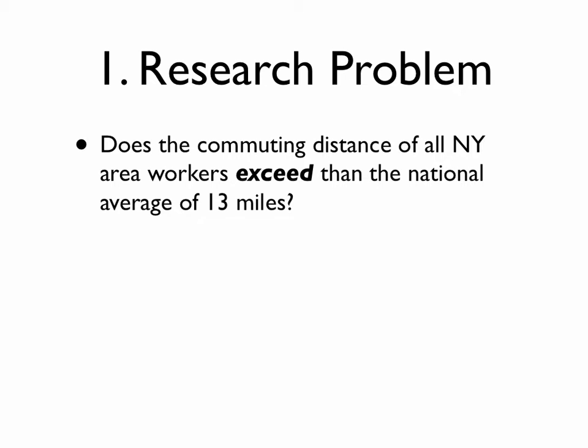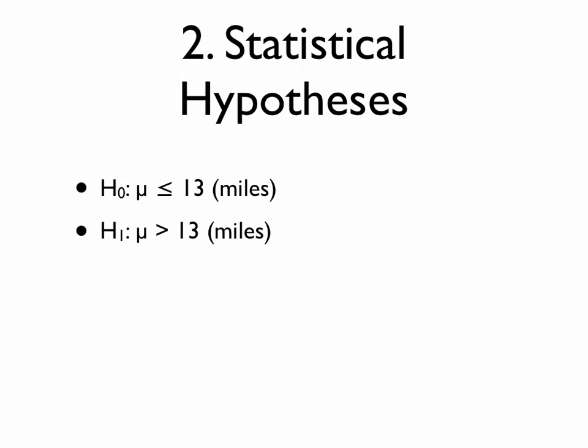So given that we've set up this research problem in this way, we're going to do a different type of test. We're not going to do a two-tailed test now. Instead, we're going to put out the statistical hypotheses for a one-tailed test. We only care about the high-end tail, whether it's a greater distance.